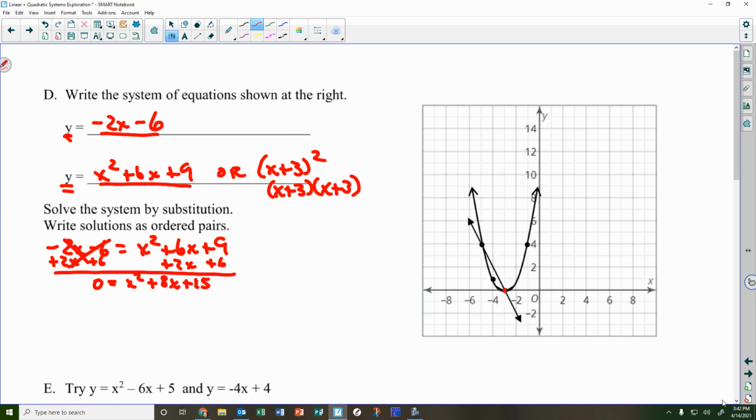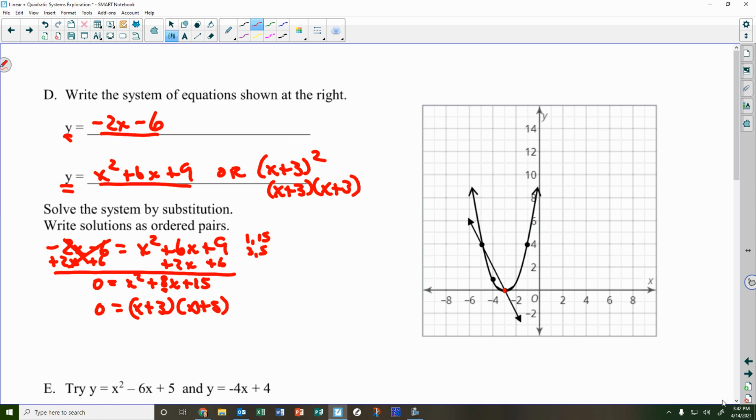Okay, now I got to think, how can I factor 15? Well, I got to think of the factors of 15. Okay, 1 and 15, 3 and 5. That's about it, right? Which of those add up to 8, which is our middle term? 3 and 5, right? So you're going to have x plus 3 and x plus 5.